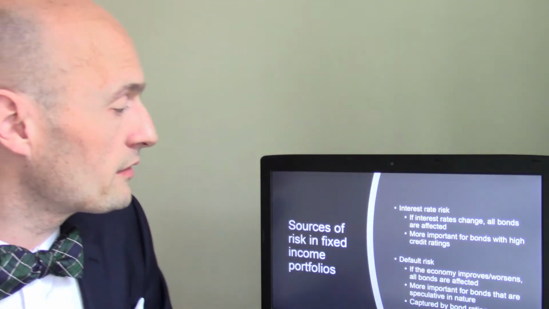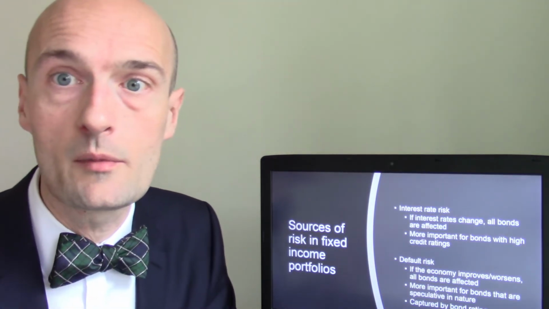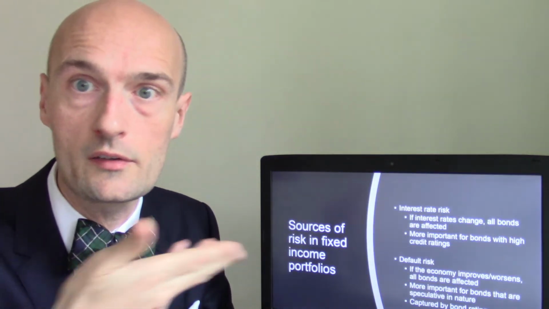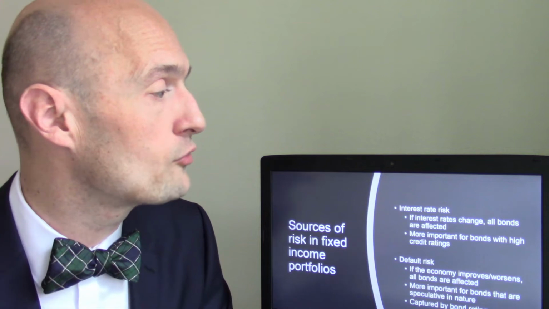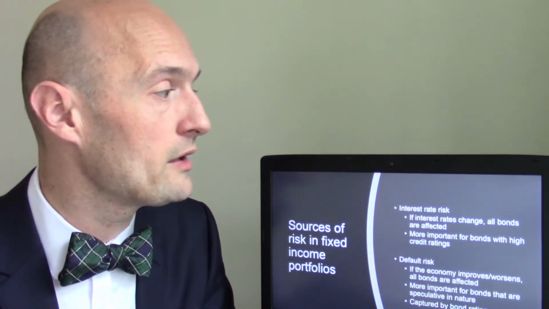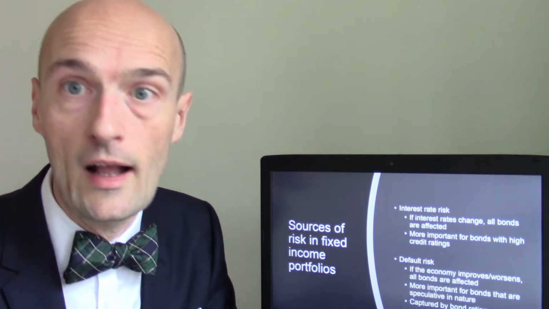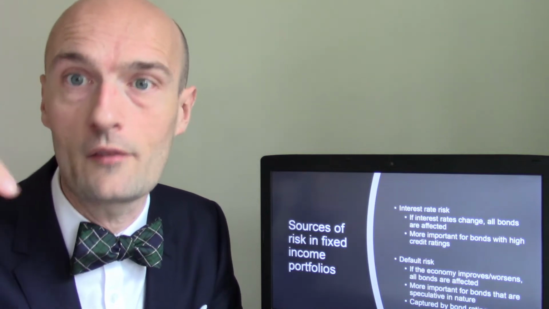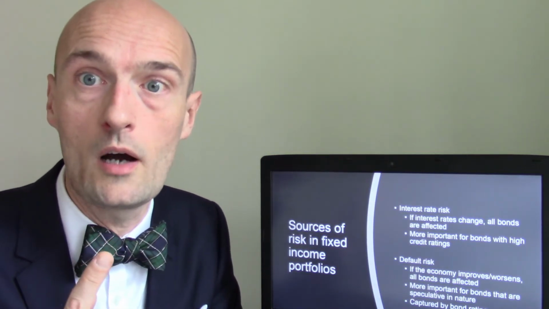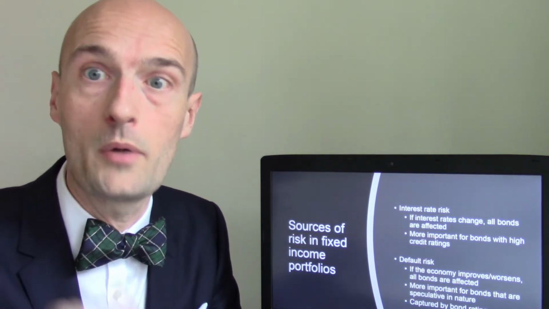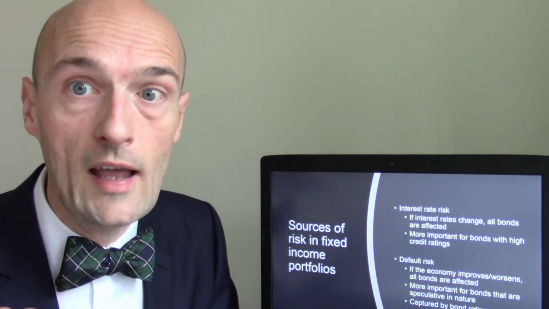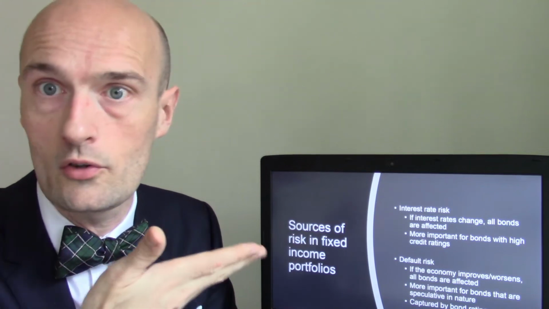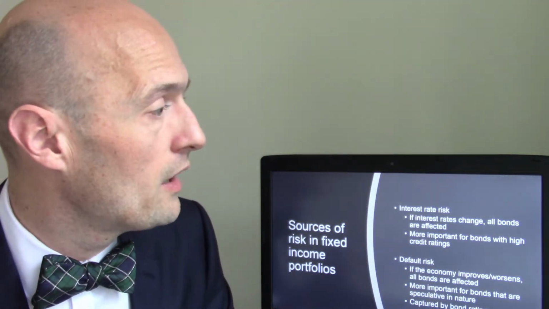So, sources of risk in fixed income. There's a bunch of different types of risks that will exist within fixed income or bonds. There's interest rate risk. So if interest rates change, a bond's value will change. And we just explained that. If rates go down, bond values go up. If rates go up, bond values go down. And so that will matter to a fixed income investor.